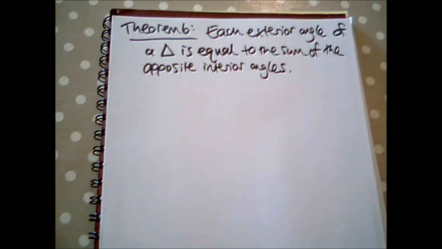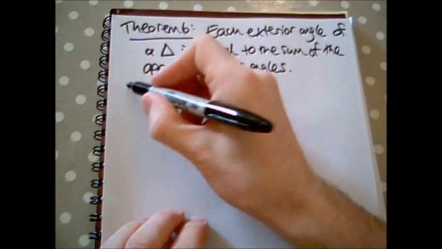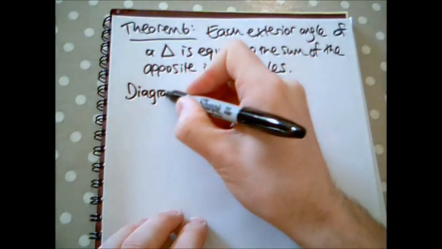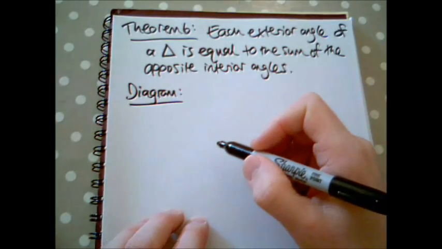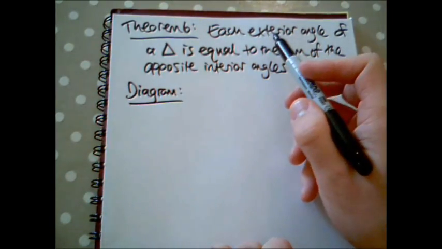So the next theorem we're going to look at is theorem 6. This is the second one we have to prove. And this says that each exterior angle of a triangle is equal to the sum of the opposite interior angles. So this one, again, let's figure out what we're doing. Let's draw a diagram. So we're obviously dealing with a triangle, but we're talking about exterior angles.